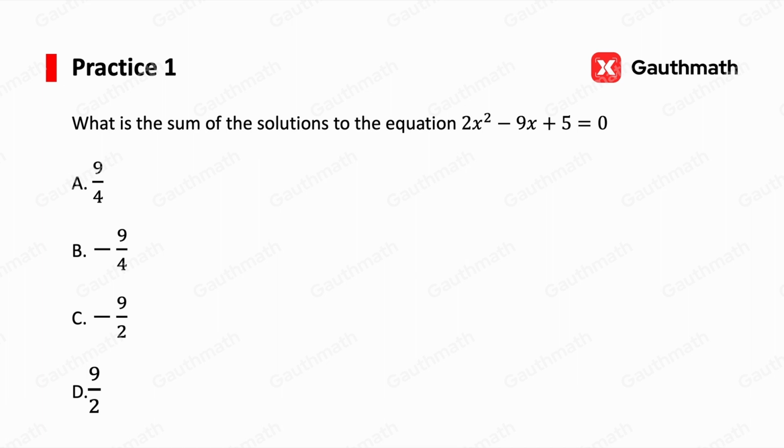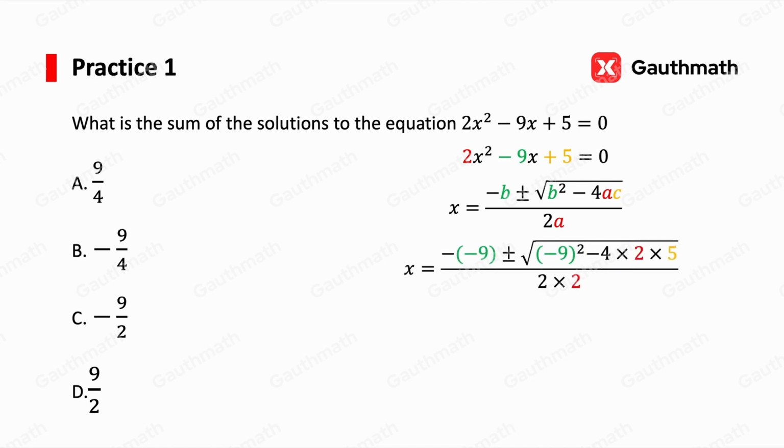What is the sum of the solutions to the equation 2x squared minus 9x plus 5 equals 0? You may try it first, but we cannot factor it. As the quadratic coefficient is not 1, we do not use the method of completing the square. So we may use the quadratic formula directly. We have to identify the coefficients first. A is 2, B is negative 9, and C is 5. Then we substitute into the quadratic formula.